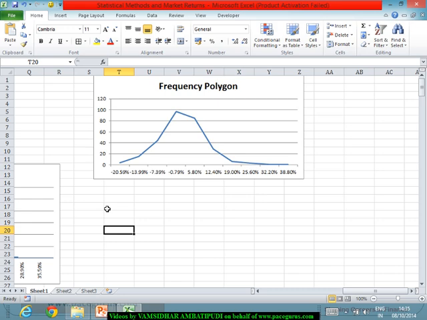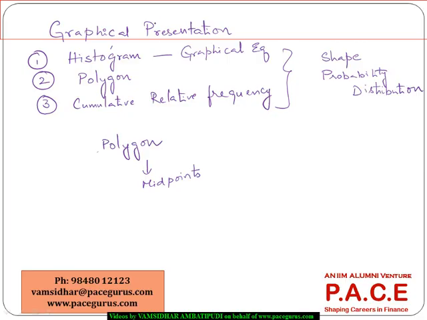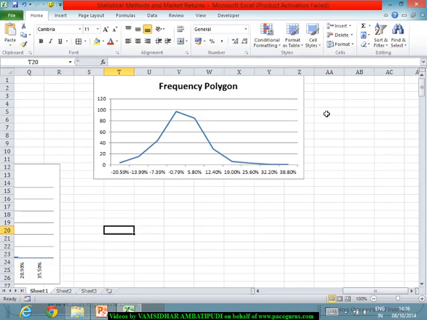But before I go, one of the important aspects of the frequency polygon is that it adds more and more continuity, because there is a line that is joining the various points. So some kind of continuity to the distribution comes up, and that is one advantage that we are going to derive.